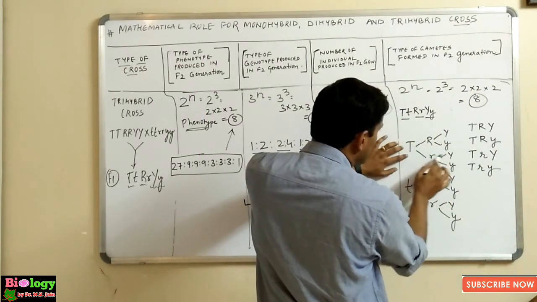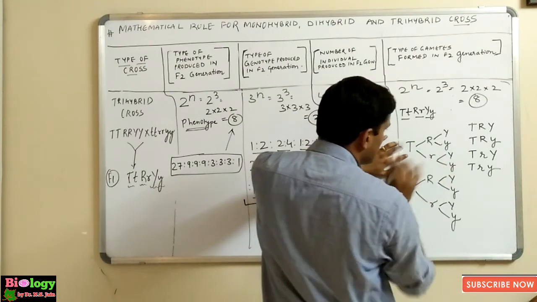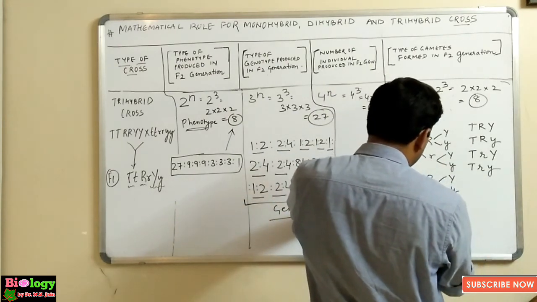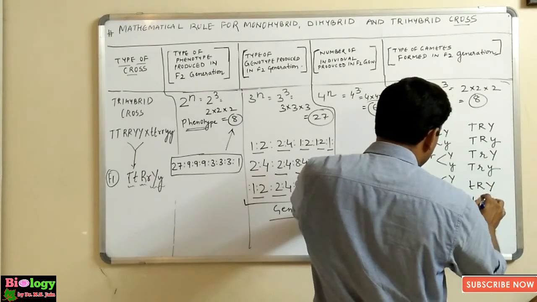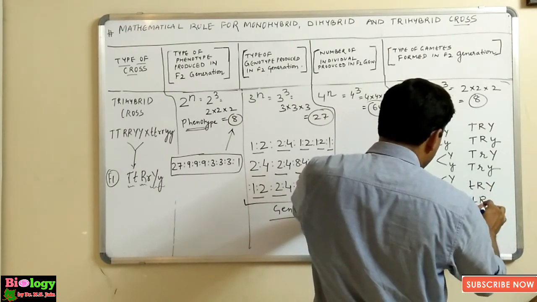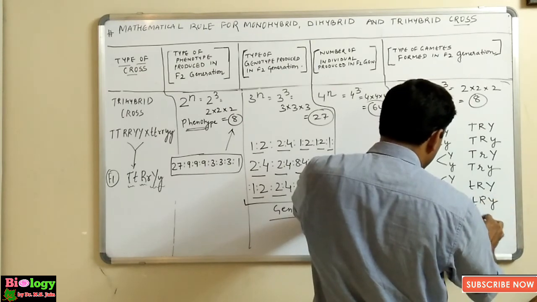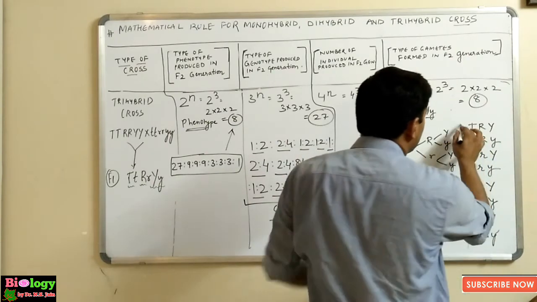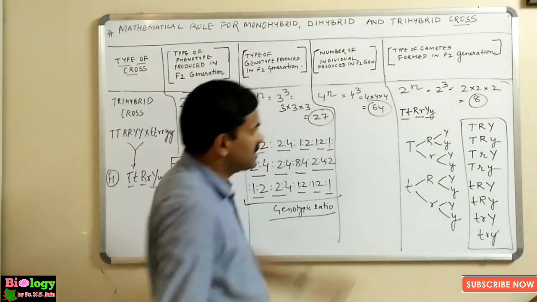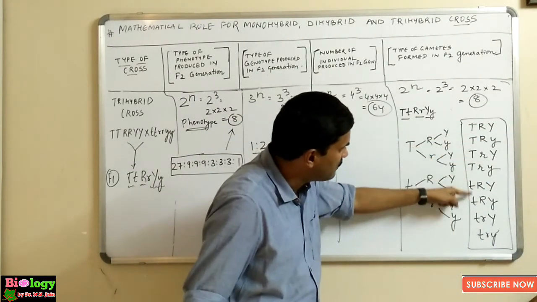Then cross this with this and then this, this with this and then this. Okay, now cross this one: small t, capital R, capital Y; small t, capital R and small y; small t, small r and capital Y; small t, small r and small y. This was the traditional method, and I have calculated 8 gametes: 1, 2, 3, 4, 5, 6, 7 and 8.